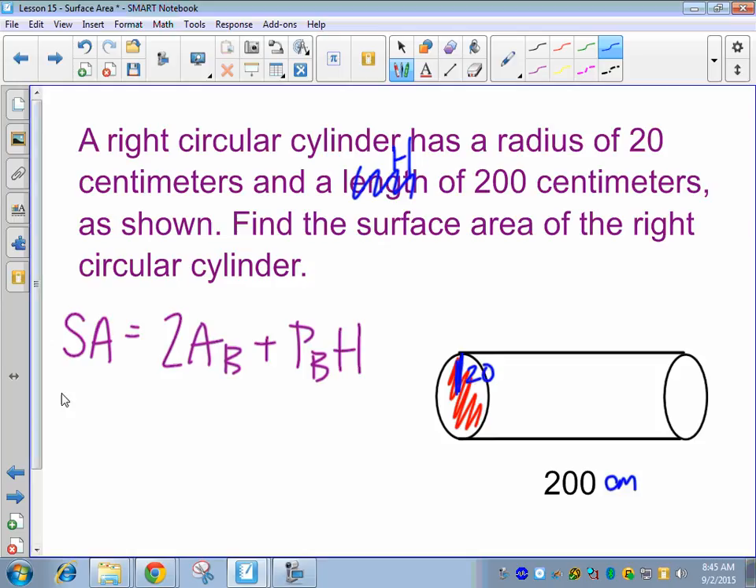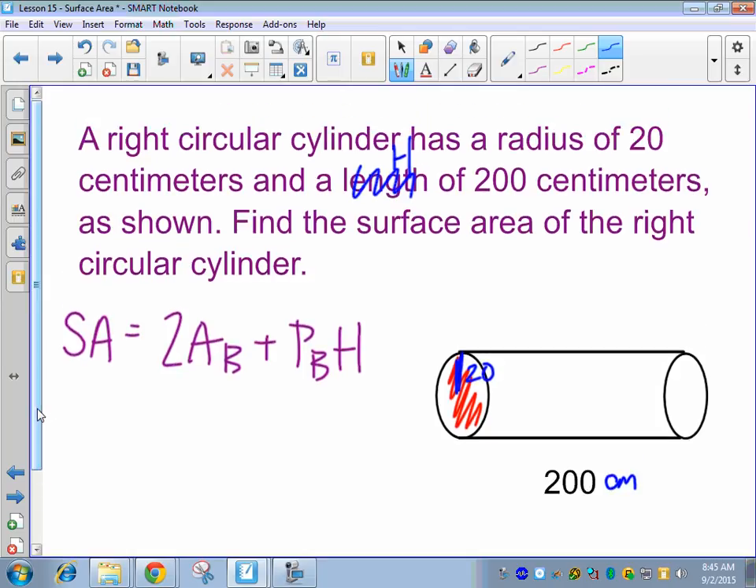Find the surface area of the right circular cylinder. So we have another right cylinder, and that's because we have our base, and our sides are coming up at 90 degrees. So we're going to go ahead and plug in. So this time, our area of the base, guys, what's the area of a circle? Pi r squared, plus PBH.